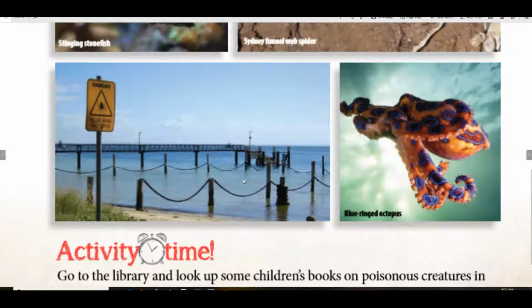This would be somewhere on a beach where you could swim, but it says danger. See that yellow sign? Danger. Usually a yellow sign means danger. It says blue ring octopus. That means these blue ring octopus live here, so you better be careful.